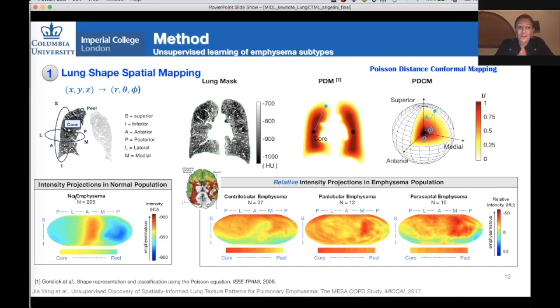And from this normal population mapping, then we can also, for example, generate relative intensity projections in emphysema populations. And this is using the subcohort that was visually annotated by experts as being dominated by centrilobular, panlobular, or paraseptal emphysema. And again, there's lots of information here that you can evaluate. For example, confirmation that the paraseptal emphysema has the darkest density with a preferred localization toward the peel rather than the core of the lung.